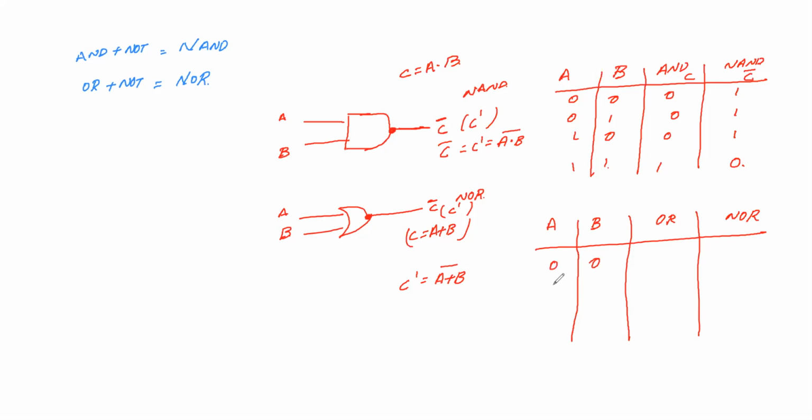The inputs are 0 0, 0 1, 1 0, 1 1. The OR output will be 0, 1, 1, 1. But because of the NOT gate, it will be reversed: 1, 0, 0, 0. So this is your output for the NOR gate. It is R, R dash, C dash. Okay, let's take this one.